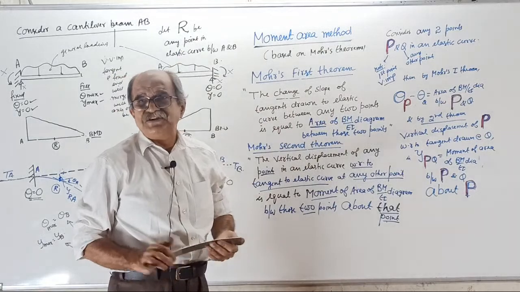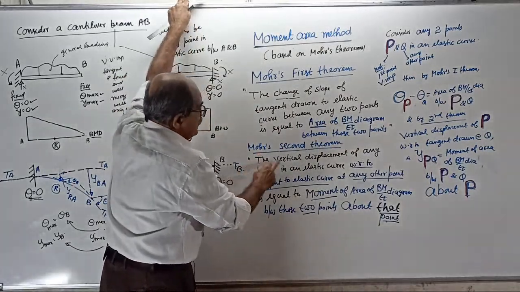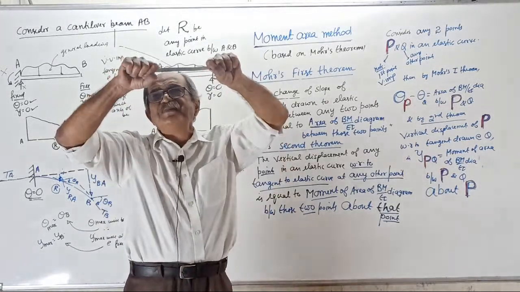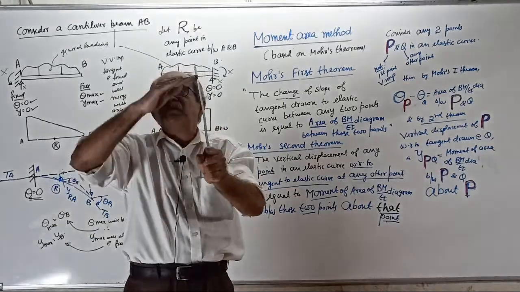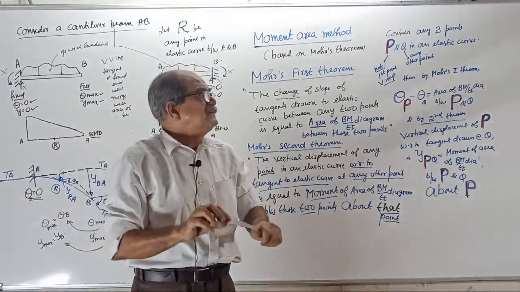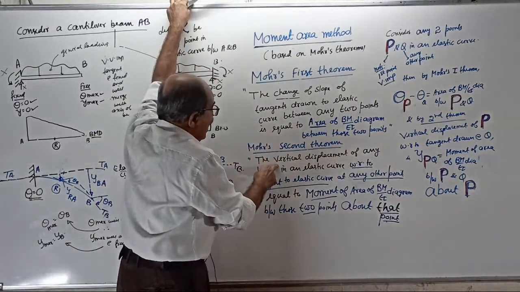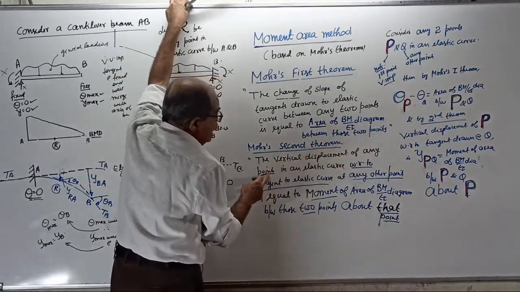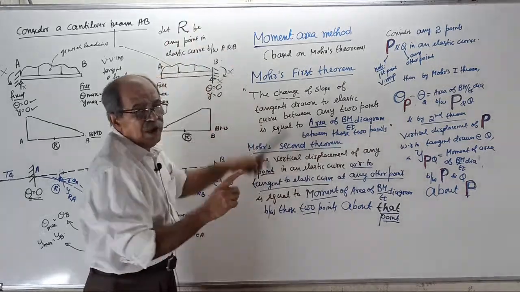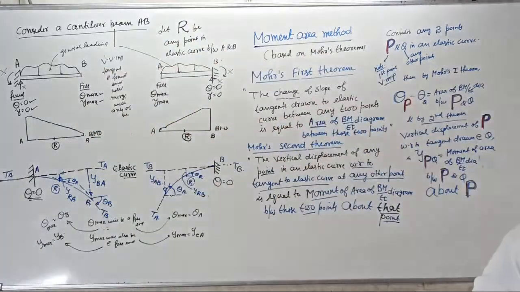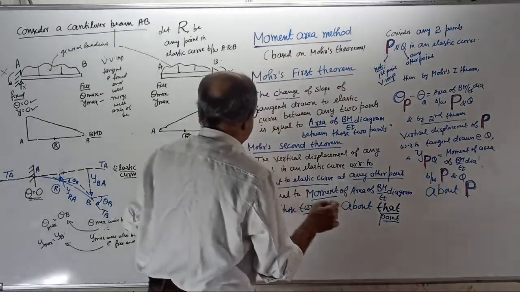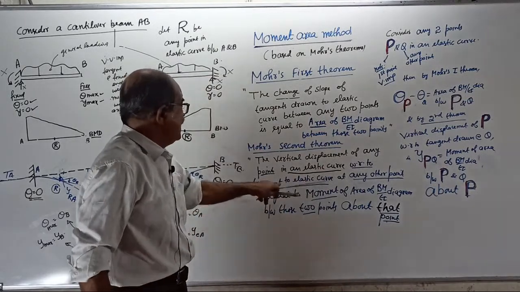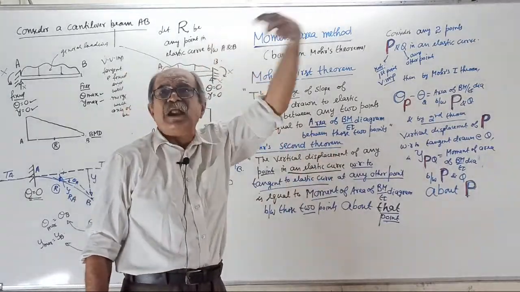The second theorem is a special theorem. It will tell you the vertical displacement. I am using the word vertical displacement because I am considering beams. If it is a vertical member, if it is a column, it becomes horizontal displacement. My discussion is for beams. That's why, displacement perpendicular to the member. The vertical displacement of any point in the elastic curve, very, very important, that point should be in the elastic curve, not somewhere else, with respect to the tangent drawn to the elastic curve at some other point.